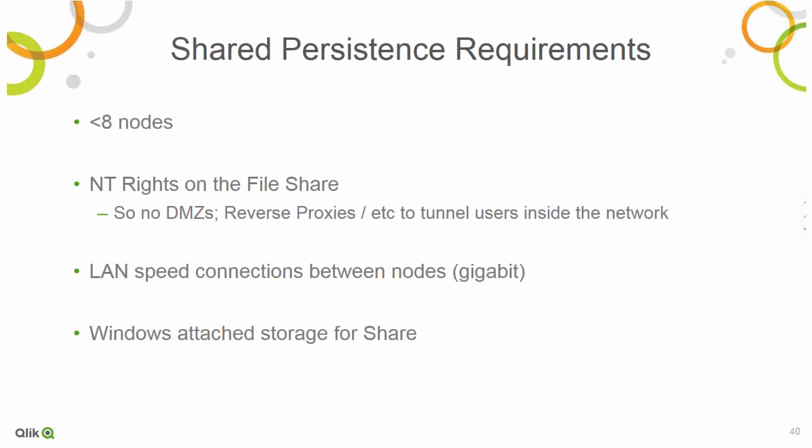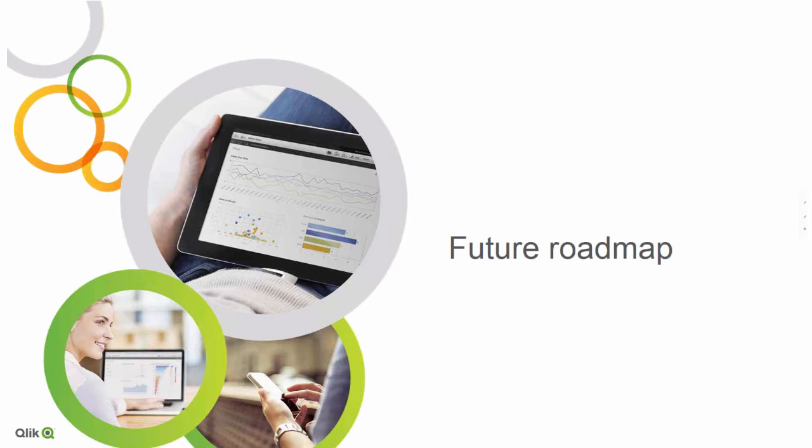individuals in an organization. You also need to have gigabit, aka LAN speed connections between the nodes. That's something that most customers already have, but it's something to take note of and just review your environment. And you also need to have Windows attached storage, a SAN for the share. We need to be able to RDP into a box and see that disk attached to a Windows device. It is a D drive somewhere.